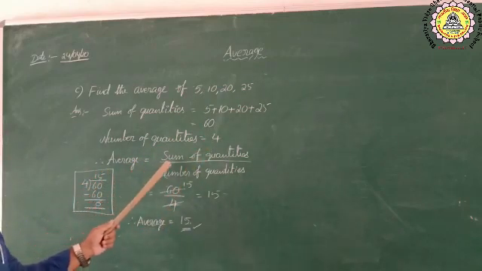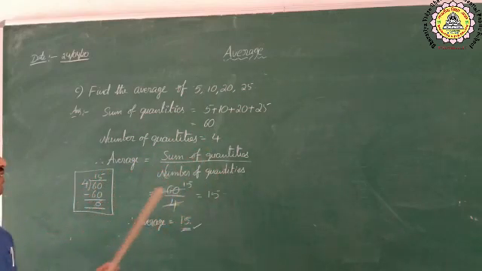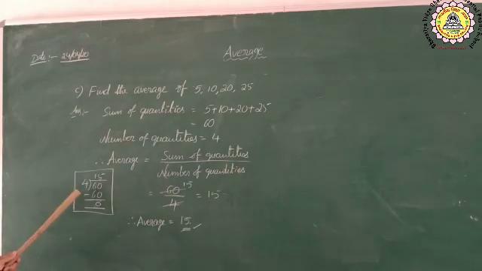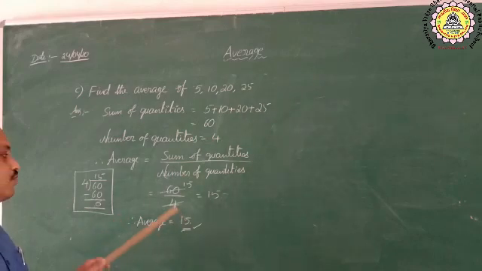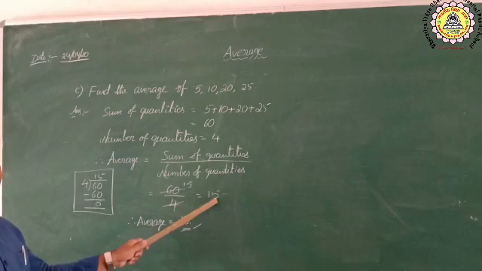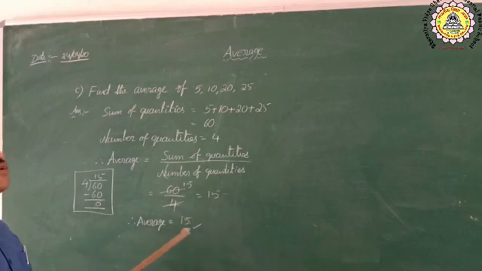Therefore, average is equal to sum of quantities by number of quantities. That is equal to 60 by 4. That means 60 divided by 4. See, I completed the rough work here in the box. 4 divides 60. How many times? 4 15s are 60. So remainder is 0 and 15 is the quotient, and 15 represents the average. So 4 goes how many times in 60? 4 15s are 60. So 15 is the average. Therefore, average is equal to 15.